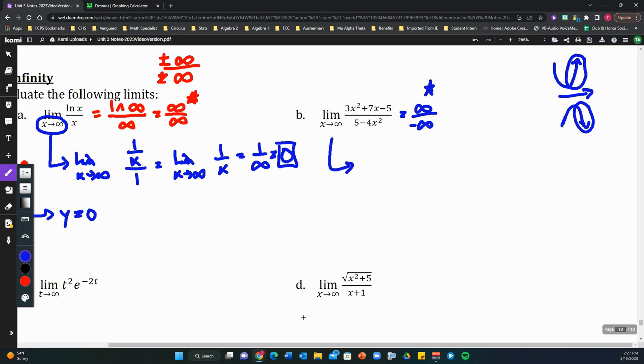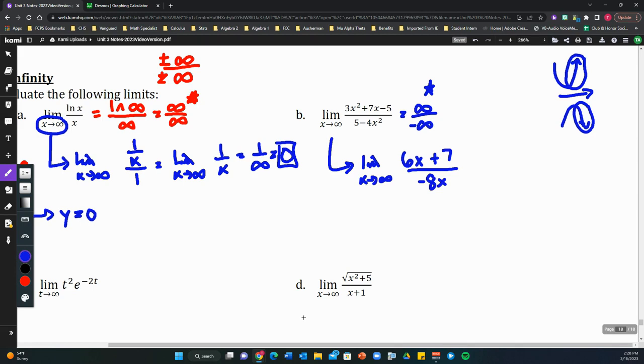So the original limit would be equivalent to the limit as x approaches infinity of the derivative of the top. So, oops, not 3. Derivative of 3x squared would be 6x, and then plus 7. And then the derivative of the denominator, the constant disappears. So this would just be negative 8x. So now we try L'Hopital's yet again.